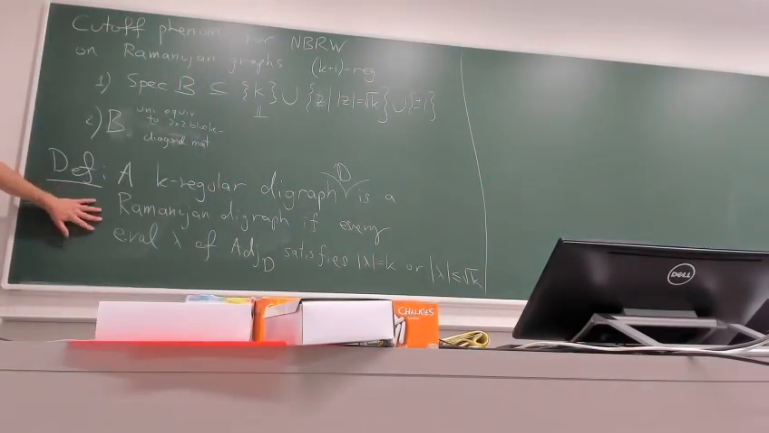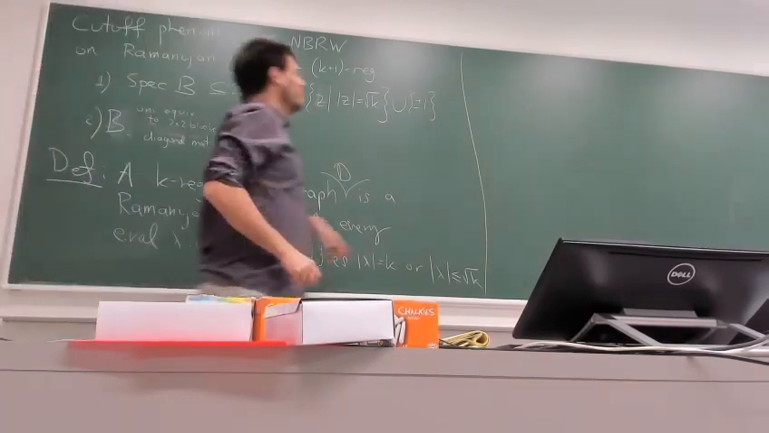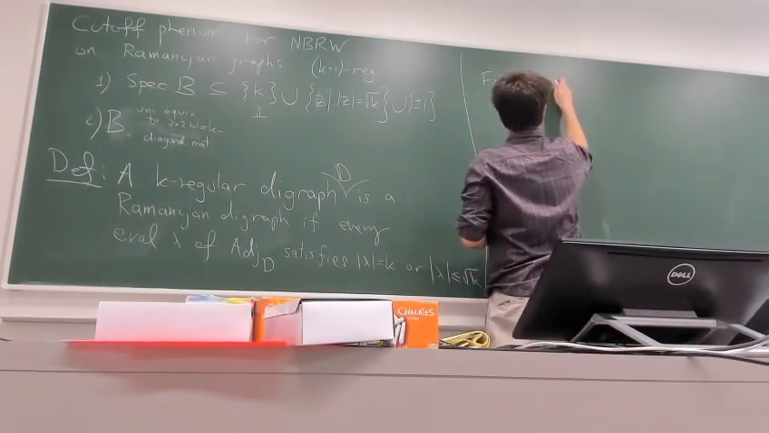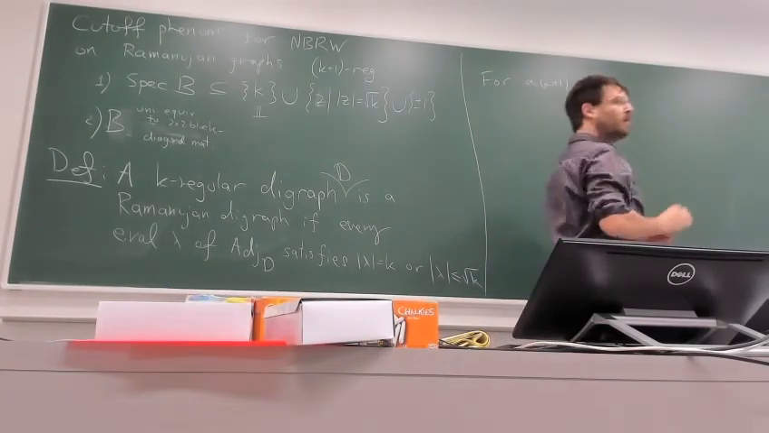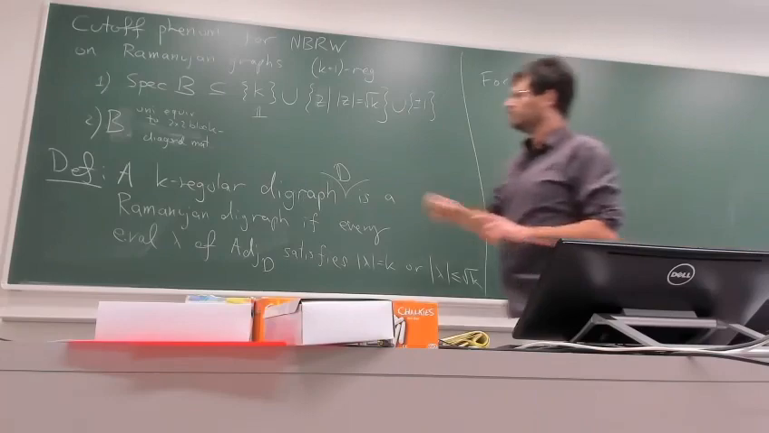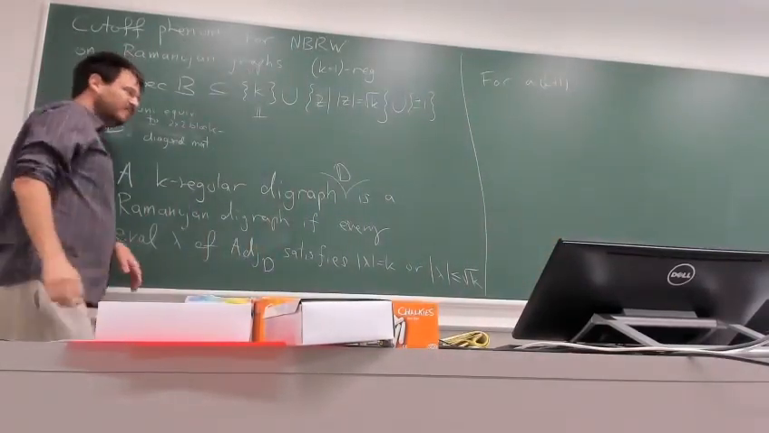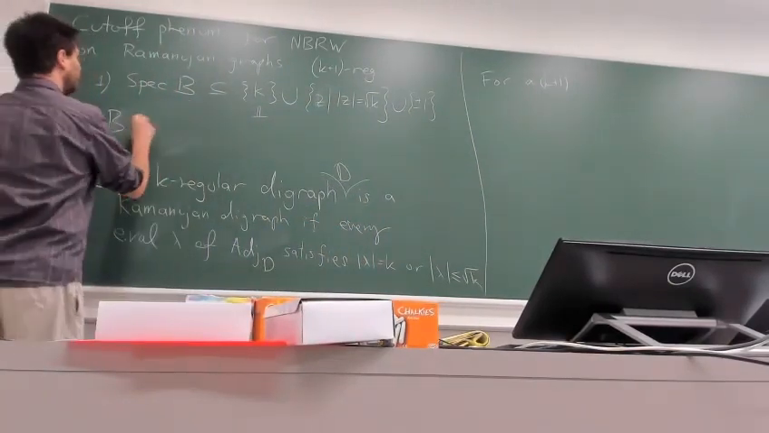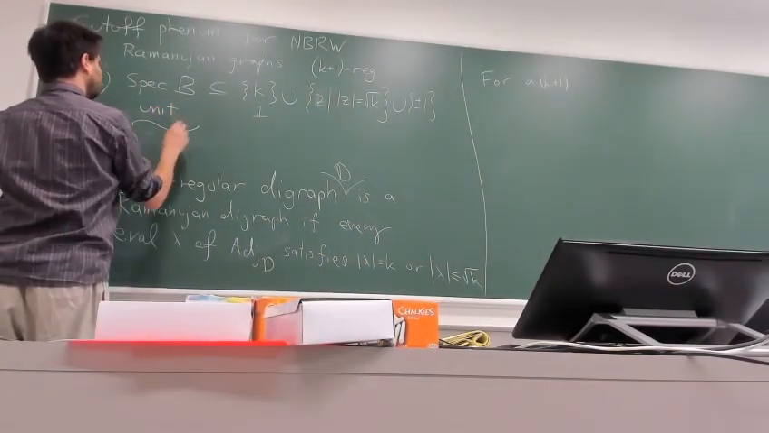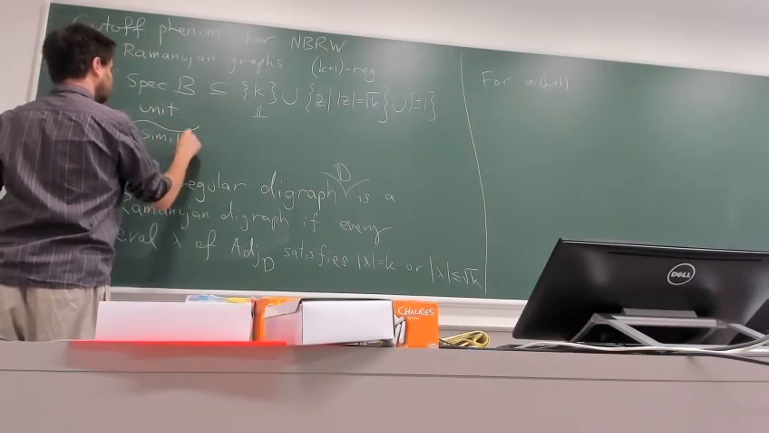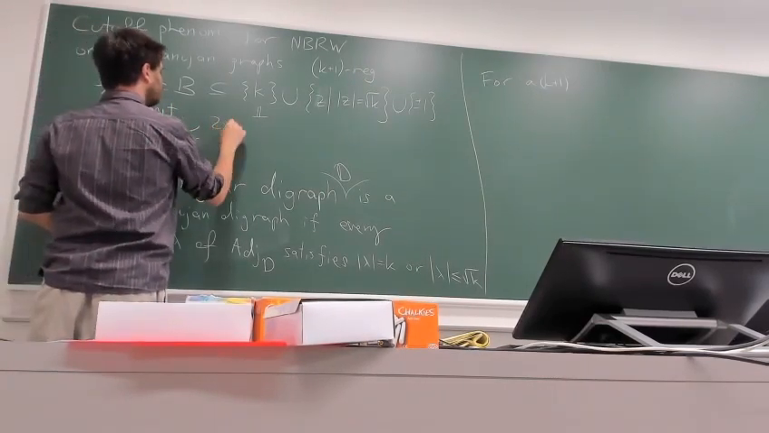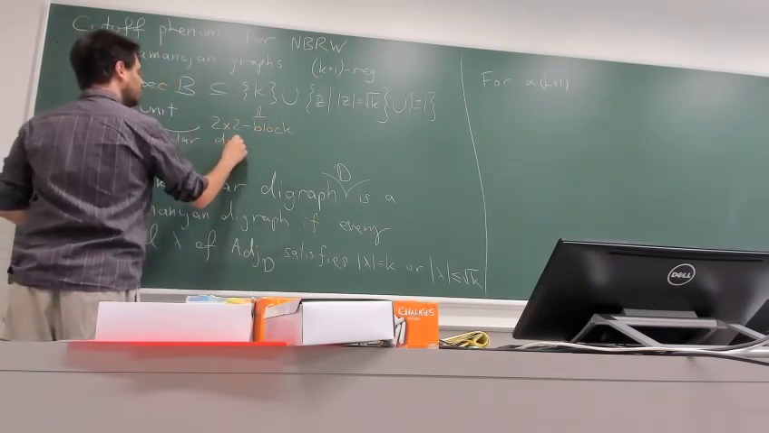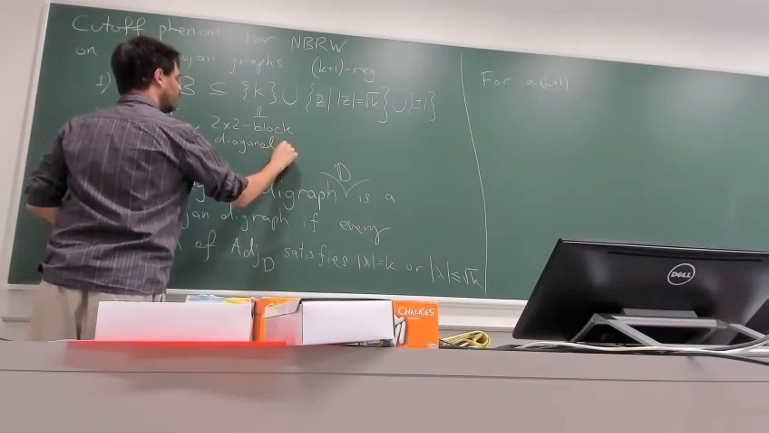So how does this relate to what we saw here? What's B? B is unitarily similar to a 2 by 2 block diagonal matrix.